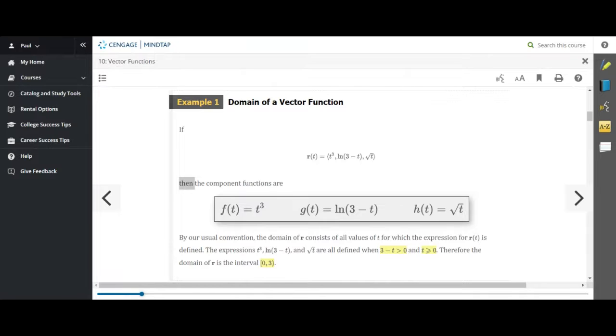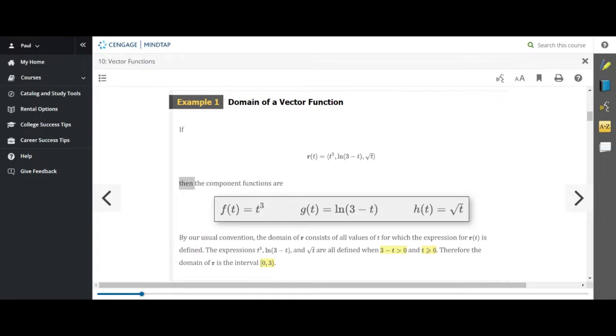Well, when is the log function defined? It's defined for numbers that are greater than 0. So as it shows in the highlighted part there below, 3 minus t has to be greater than 0. But then the square root function, h of t, square root of t, t has to be greater than or equal to 0. Well, if 3 minus t is greater than 0 and t is greater than or equal to 0, the domain is going to be the closed interval 0 to 3, where 3 is open.